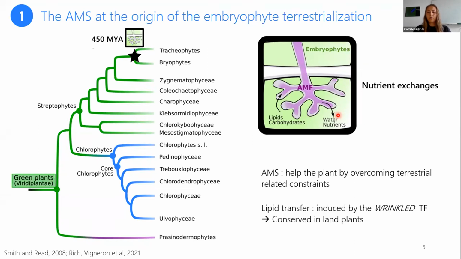And the other way around, the lipid transfer from the plant to the arbuscular mycorrhizal fungi was studied in the team as well. It was found that the lipid transfer is actually induced thanks to a transcription factor called WRINKLED. And once again, this mechanism is conserved in all the land plants, showing once again that the ability to form this symbiosis was acquired in the ancestor of the land plants. This symbiosis allowed a better nutrition for the plants that allowed them to conquer the land.